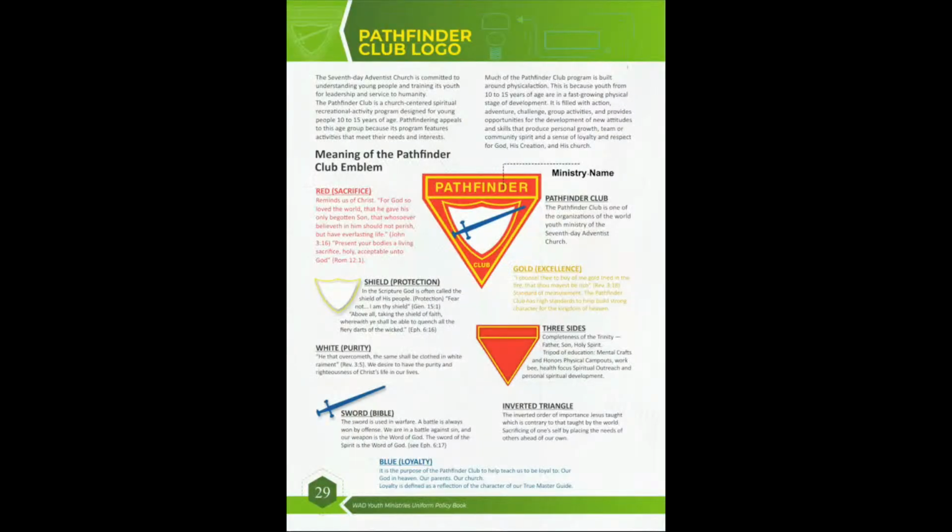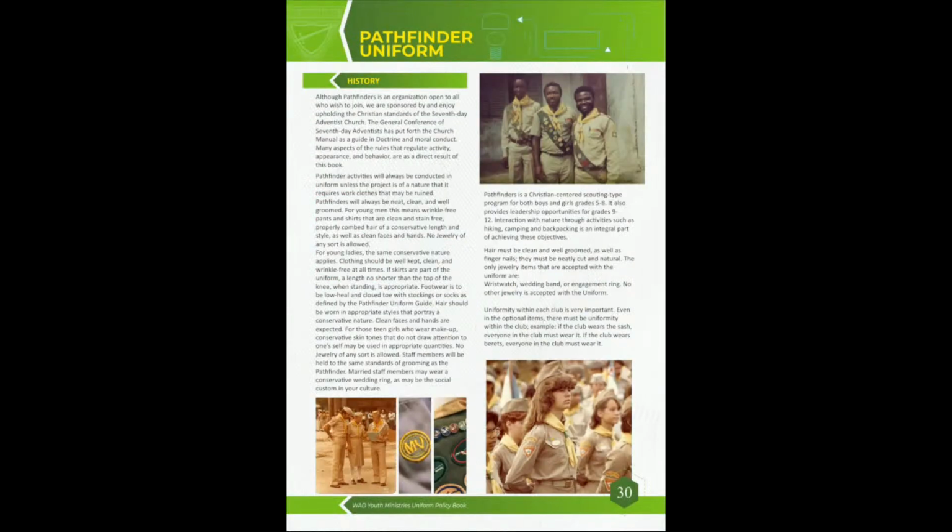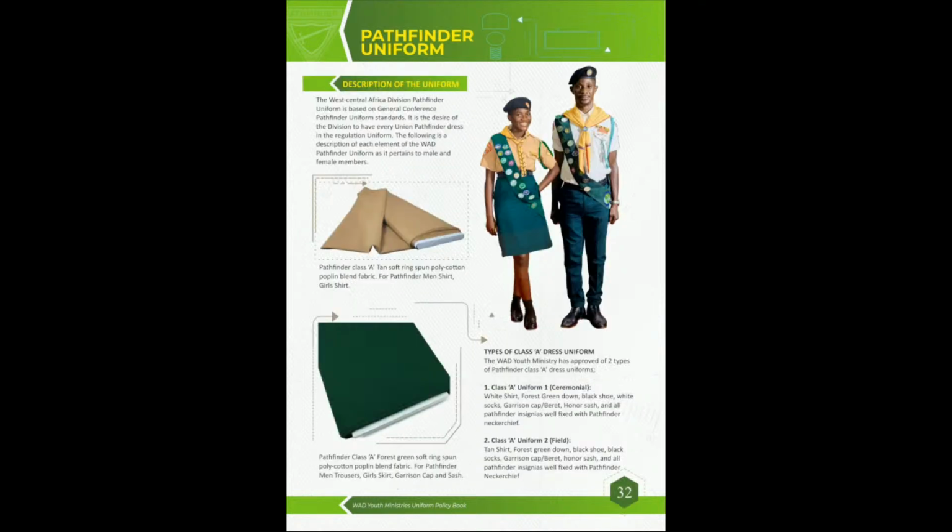On the uniform, for adventurer, we have two uniforms. We have ceremonial uniform and we have field uniform, actually. So you see khaki uniform, and you see white uniform. For adventurer, both uniforms are allowed. But the white one, we call it ceremonial uniform. This white one is ceremonial uniform. And the khaki one is called field uniform.